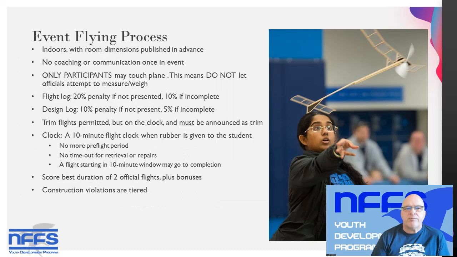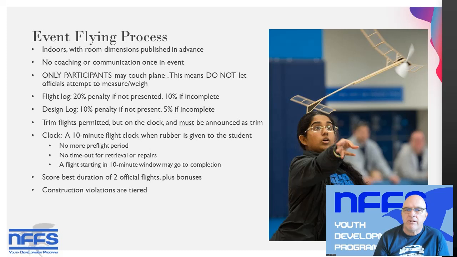The flying process, when you go to the event, it must be indoors, and by rule, the room dimensions should be published in advance. If you don't see the room dimensions a week before the event, start bugging the event director and get those room dimensions. What's particularly important is the ceiling height. They should have the air conditioner turned off or the heating unit turned off so that the air is not moving rapidly. That doesn't always happen, but it's something you should ask about if it's not off.